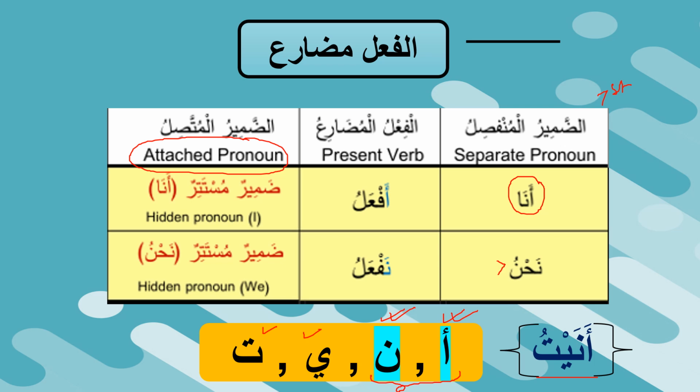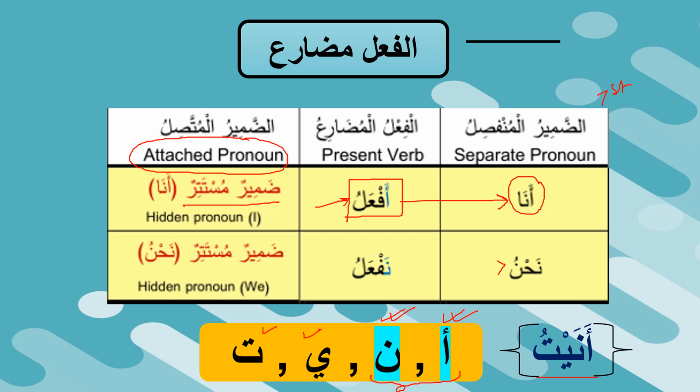And there is nothing you can see visible after the lam, so you can say that there is an attached pronoun here. So where is the pronoun? It's a damir mustatir. That means the af'alu from the mutakallim group of the ana will always have a damir mustatir hidden inside the fail af'alu.